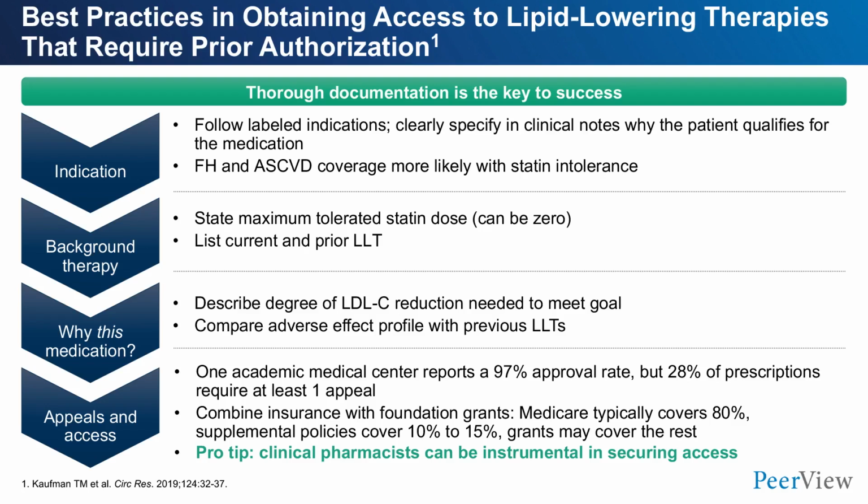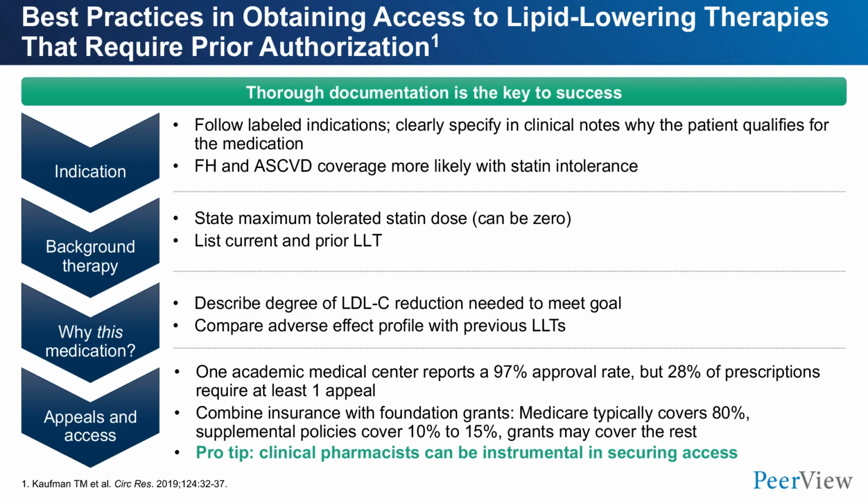The apheresis is something I have to do. I have to go peer-to-peer to get that approved. But we've been doing fairly well. We have 75 patients we treat regularly with lipid apheresis in our center. Appeals and access: academic medical centers report a 97% approval rate, which is very good, of course. But 20% of prescriptions require at least one appeal.